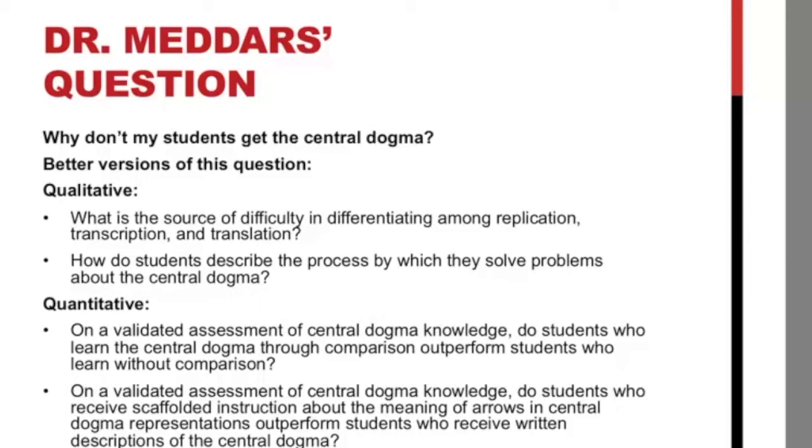Secondly, on a validated assessment of central dogma knowledge, do students who receive scaffolded instruction about the meaning of arrows? We know that the arrows in the central dogma concept tend to confuse students. So if we scaffold that and provide some meaning about those arrows, do students who receive that scaffolding outperform students who receive written descriptions? Okay, so these are just four examples of how Dr. Metters' frustration, her idea for a SoTL project, could be turned into a very testable question.